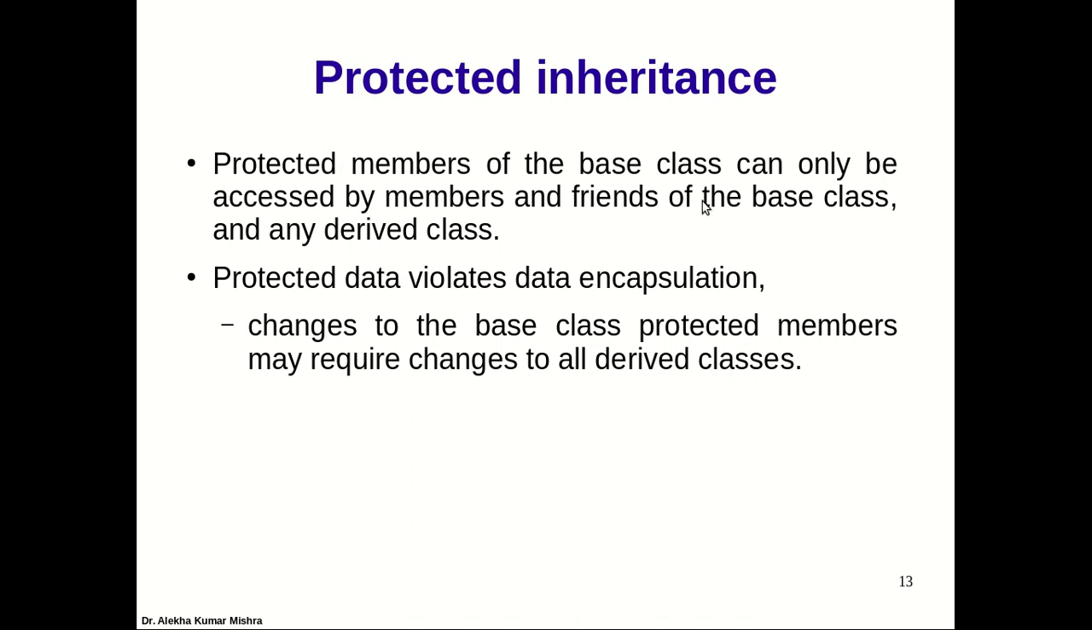Second, obviously, friend is an exception: any friend of that base class can access those members, plus any derived class. When you use protected inheritance, protected members can be accessed in the derived class. Now, protected data violates data encapsulation, that's true. That is, changes to any protected members of the base class may require changes to all the derived classes, definitely, because we are accessing the protected members.